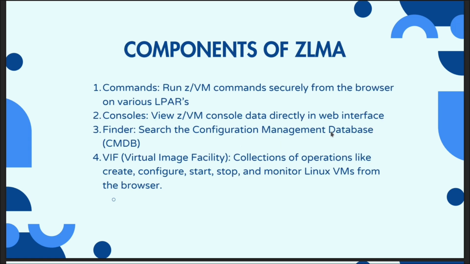We have different components of ZLMA. First is Commands. Through this, you can directly execute commands on various LPARs directly from the browser. And second is Consoles. This is the one place where you can fetch the console data of your Linux servers at one place. Third is Finder. This is one place where you can get all your servers at one place. And fourth is VIF, virtual image facility. It is a collection of operations which make your management of servers easy.